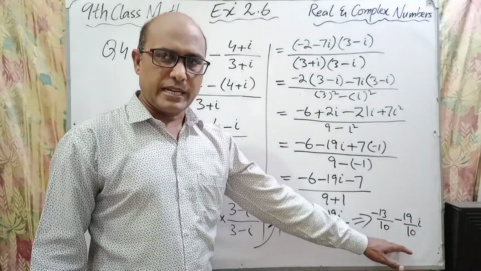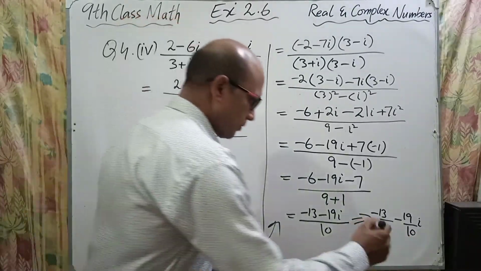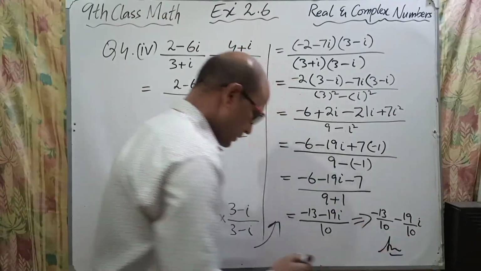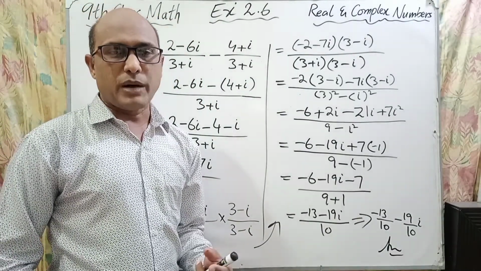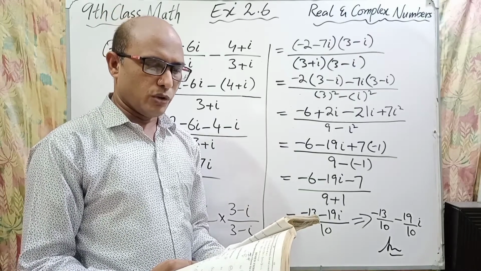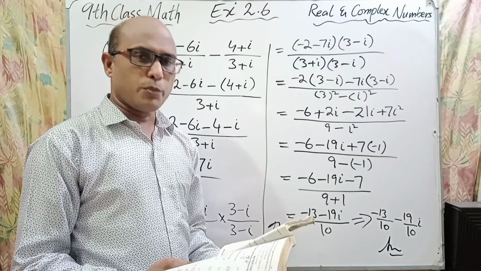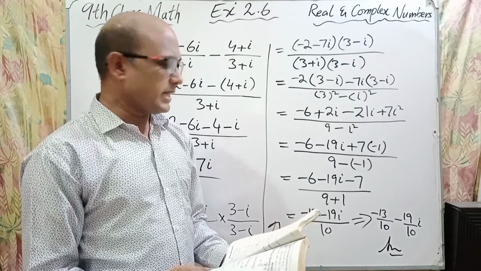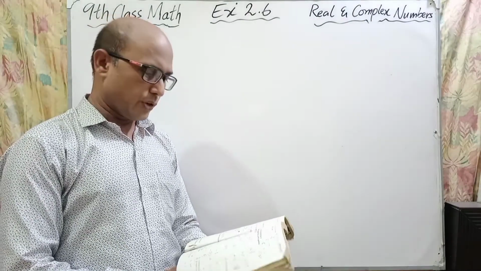Students, this is the standard form of complex number. So this is how to solve it. Students, now we will do its second part. In question number 4, there are 6 parts and I will solve just 2 parts for you. One part is done. Now I'm going to do part 6 for you.